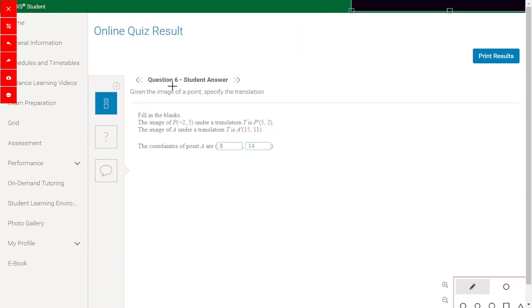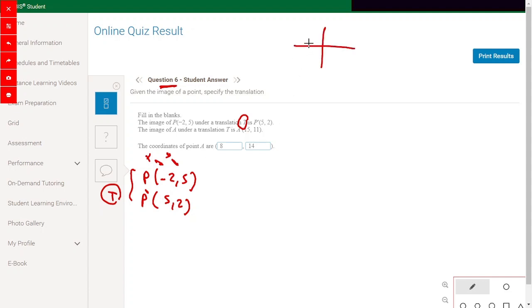Now fill in the blanks. Question number 6. The image of P is (-2, 5). X is -2 and Y is 5. And the translation of T is, so the image of P and the translation of T, it would be (5, 2). So let's get the translation from P to P dash, okay? Now here, let's say x. It was -2 and became 5.